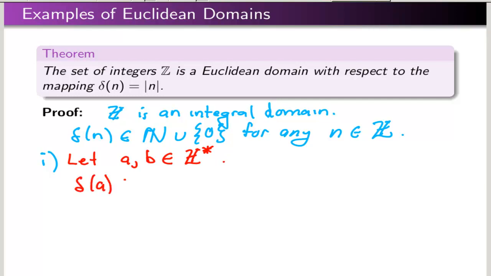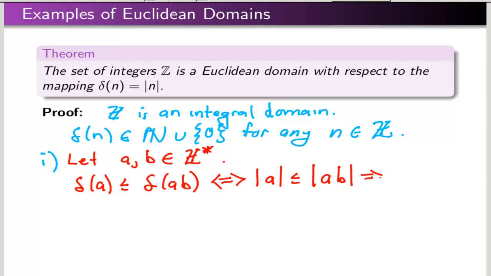Delta of A less than or equal to delta of A times B is equivalent to the statement that the absolute value of A is less than or equal to the absolute value of A times B. And I claim that, of course, is trivial because these are non-zero numbers here. So, let's use the multiplicative property like that. And since B is non-zero, the absolute value of B is at least 1.